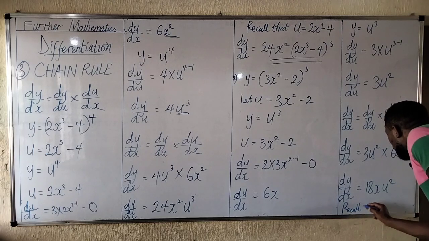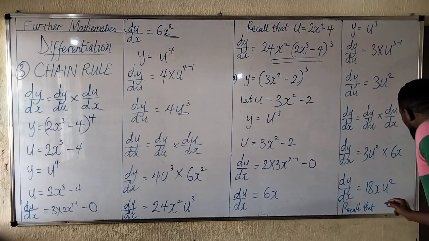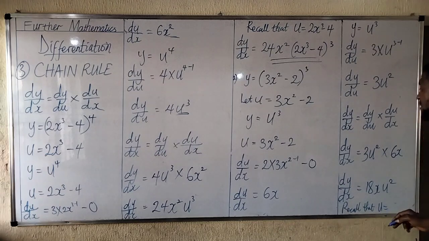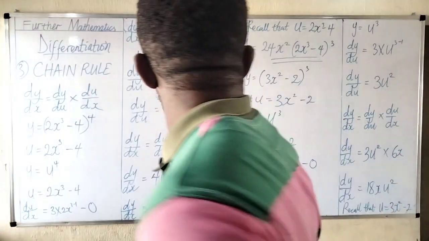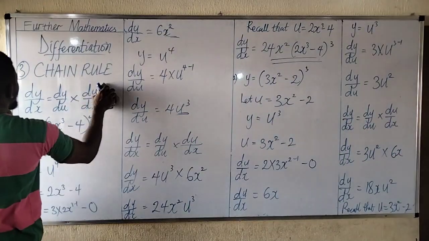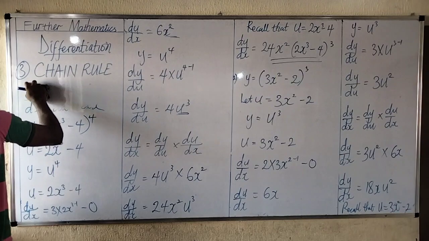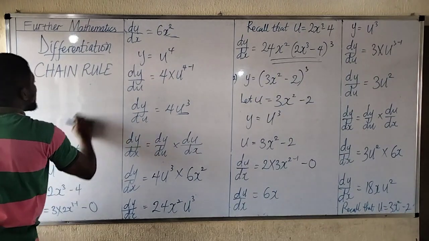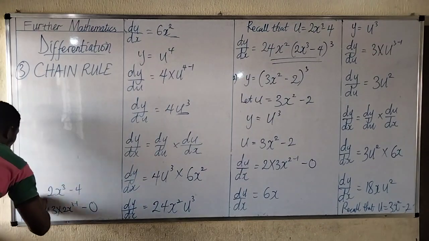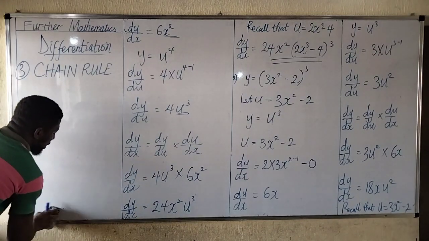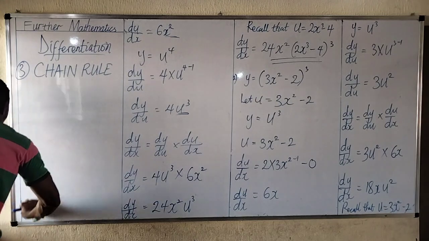Recall that the value of our u is 3x squared minus 2. So substitute in this formula. Let's see what we are going to obtain when we substitute here. So let's leave this part of the board and complete question number 2. If you have any problem as we go along, please ask your question in the comment section and I will attend to you.